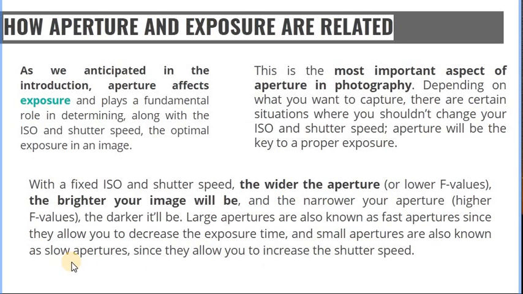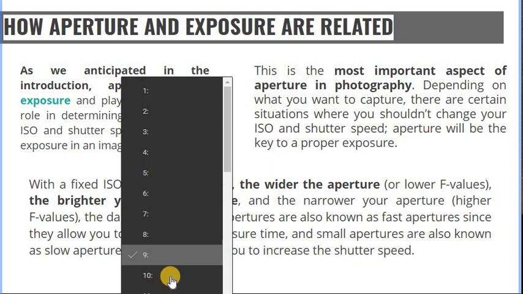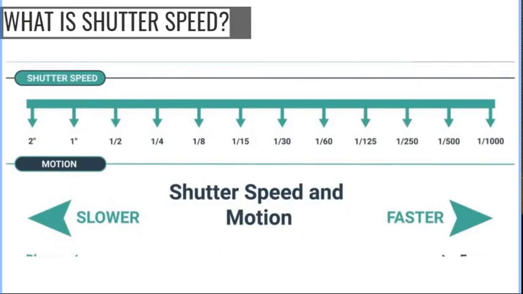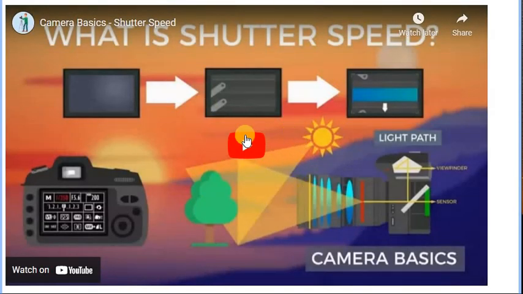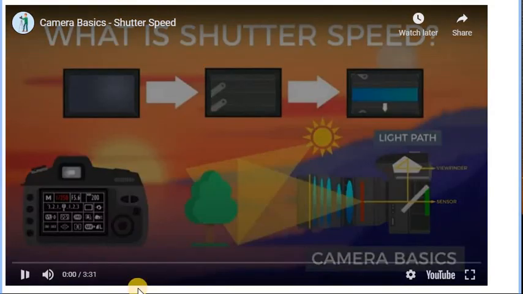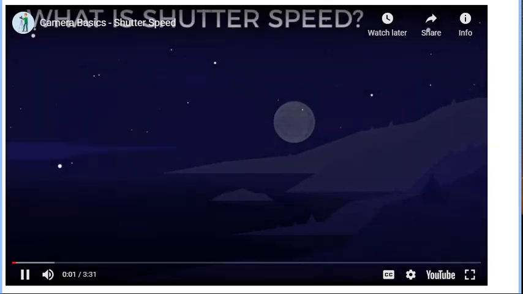Kasi nga, dahil lumiliit siya, mas lalong dumidilim yung ating image, therefore, kailangan ng mas matagal na time ng ating shutter speed. Kaya niya sinabi na slow aperture siya. So, punta na tayo niyan kay shutter speed. So, what is shutter speed naman? Okay. Makinig kayong mabuti. What is shutter speed?